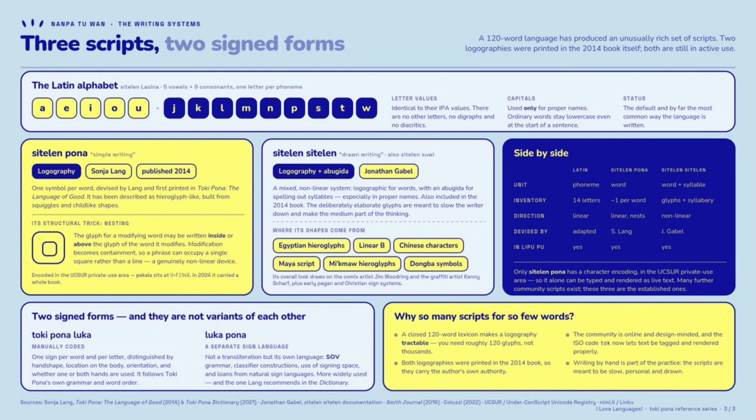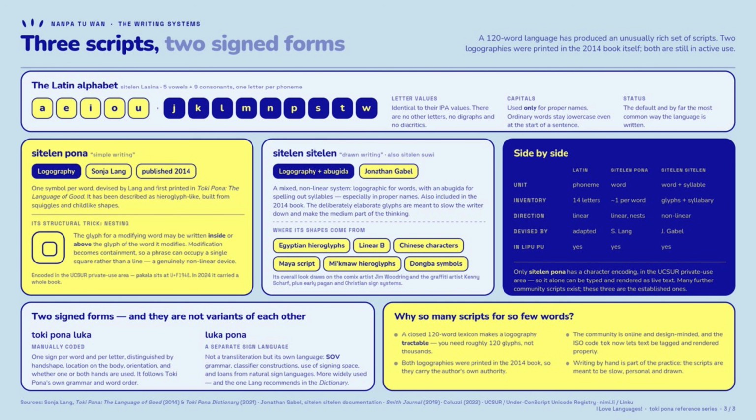Beyond the Latin alphabet, many alternative scripts have been devised, of which 2 logographic systems are the most successful and widespread, and both appeared in Toki Pona: The Language of Good. The first, sitelen pona, or simple writing, is a logography devised by Lang herself and first published in the 2014 book, in which each word has its own symbol.